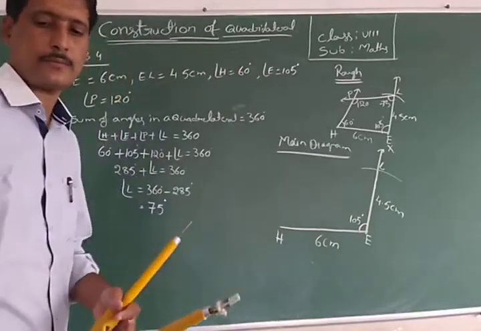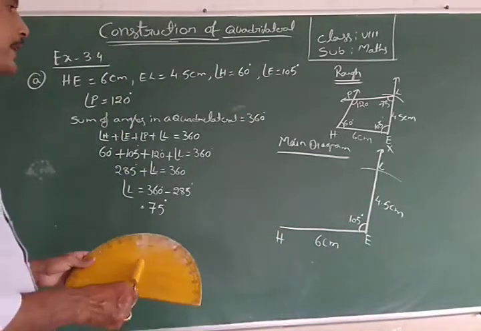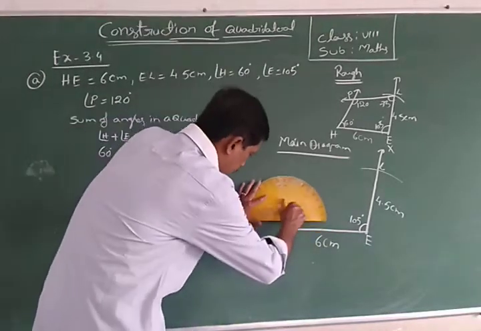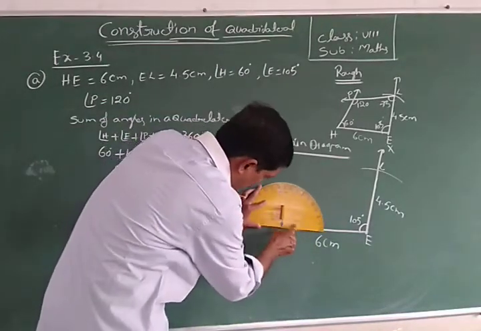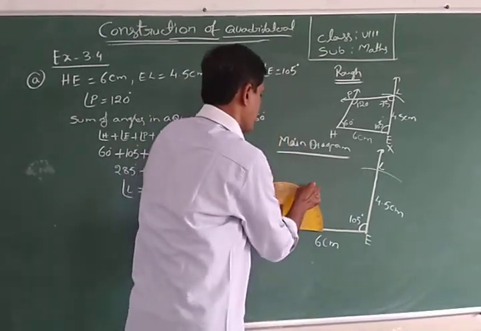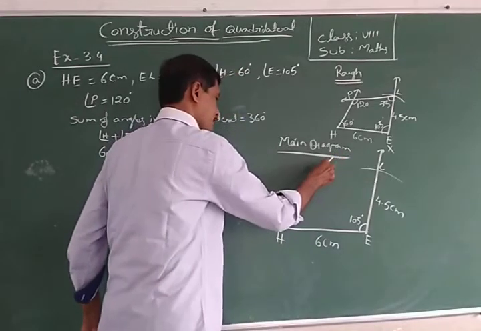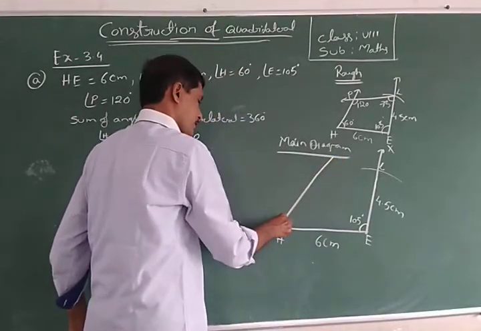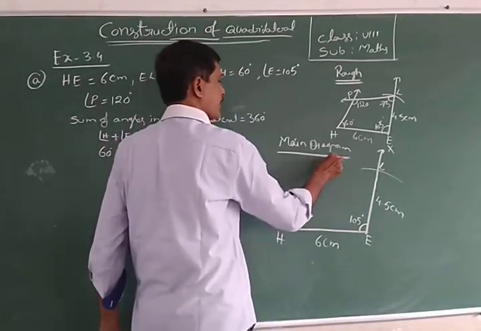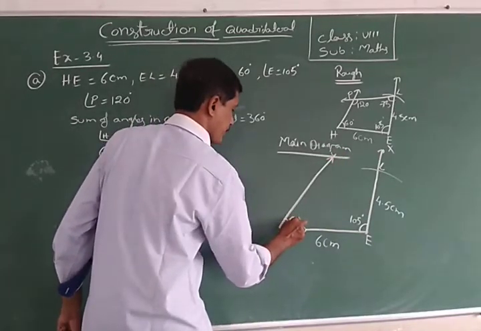Next, by using the protractor, take H as the center, measure the angle 60 degrees. Therefore, draw a ray. Take the point Y. Therefore, this is 60 degrees.